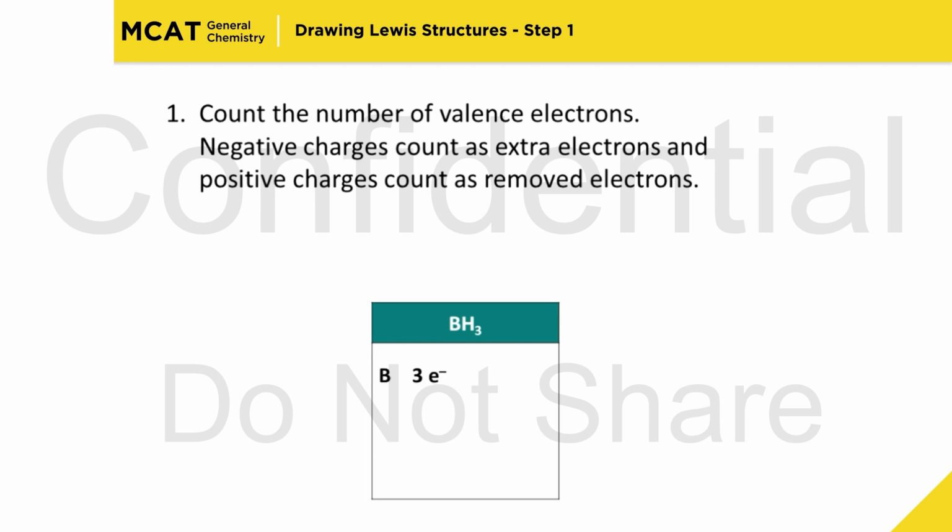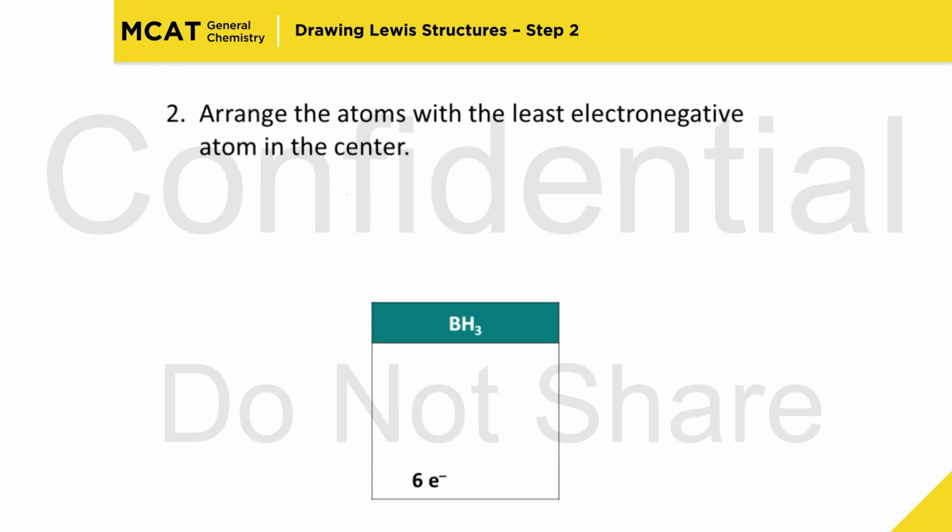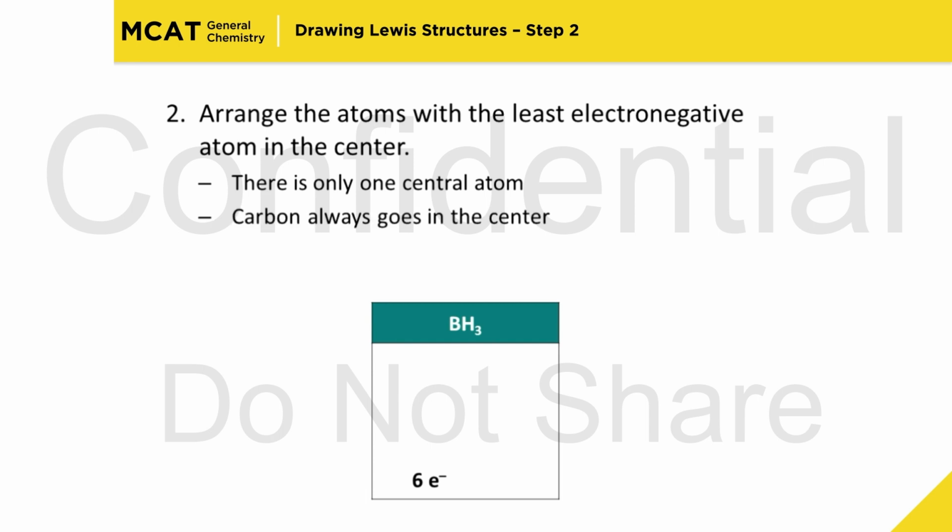Boron has 3 valence electrons. Each hydrogen has 1 valence electron, bringing our total to 6 valence electrons. So the second step is to arrange the atoms with the least electronegative atom in the center. Carbon is always in the center if it's around, which in our case, it's not. And hydrogen can never go in the center. So since hydrogen can never go in the center, we're of course going to go ahead and use boron and put the 3 hydrogens around.